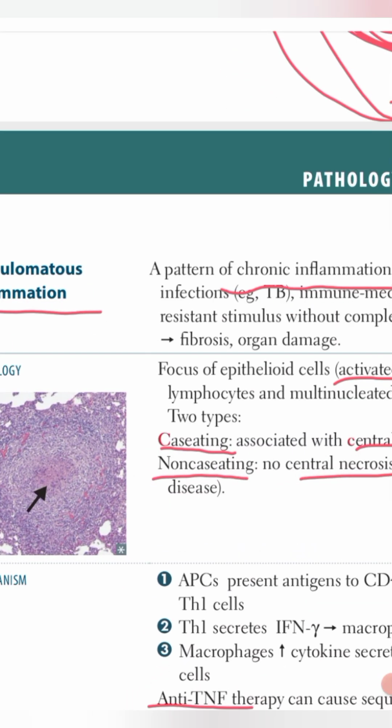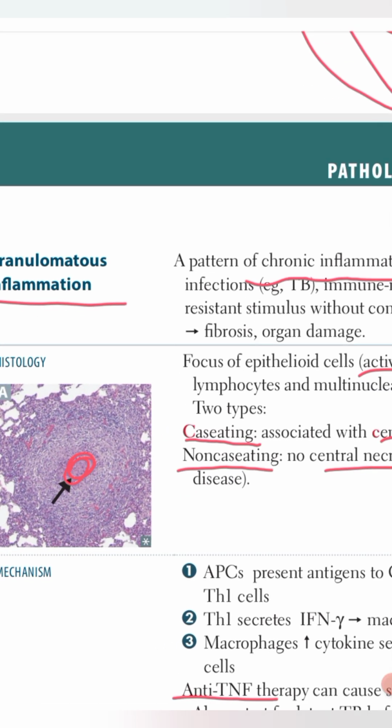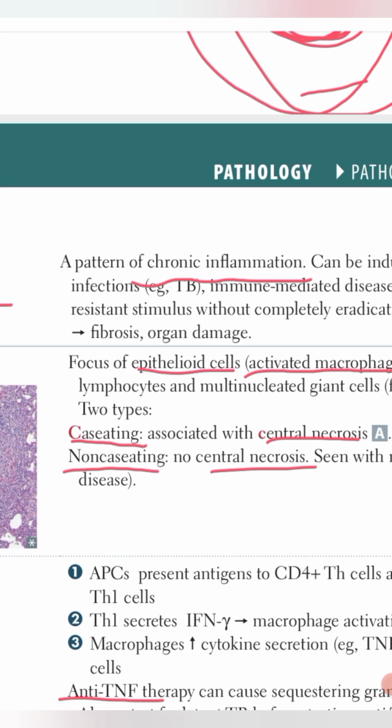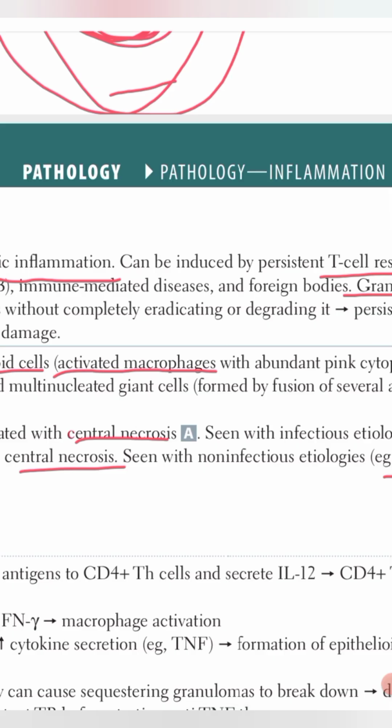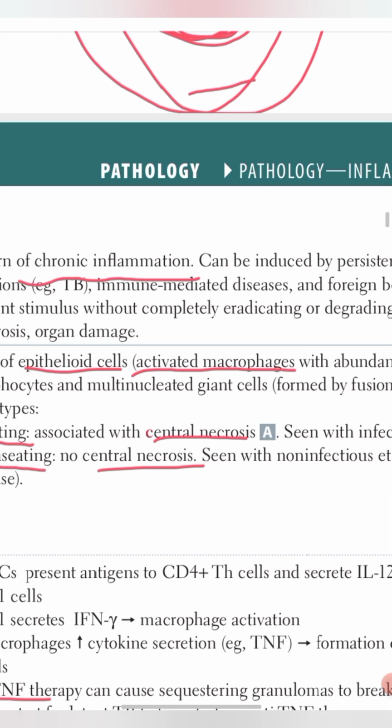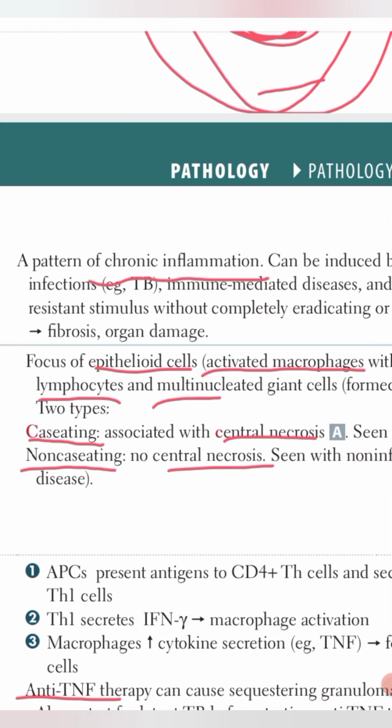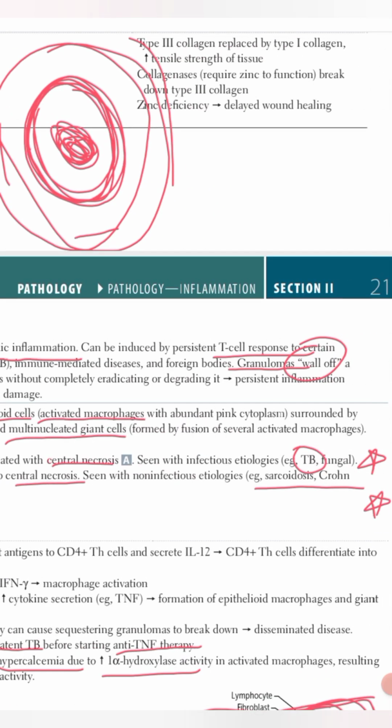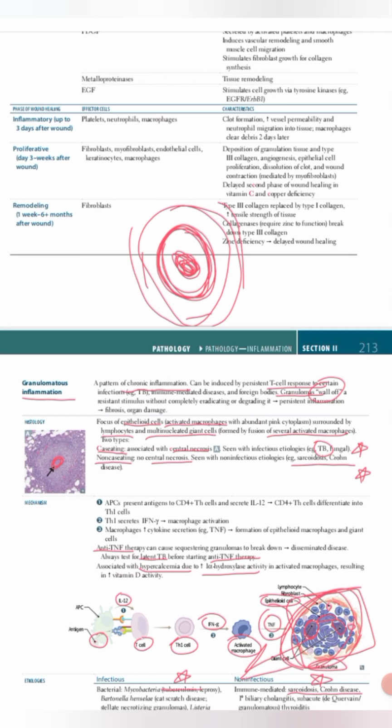This is the histology showing central necrosis. There will be foci of the epithelioid cells, which are basically activated macrophages with abundant pink cytoplasm. They will be surrounded by lymphocytes and multinucleated giant cells. Giant cells are basically formed by the activated macrophages. When they fuse, they form multinucleated giant cells.